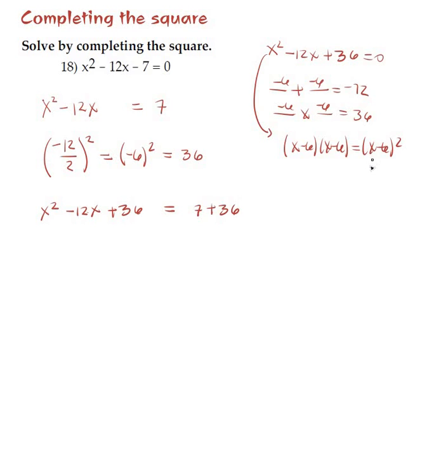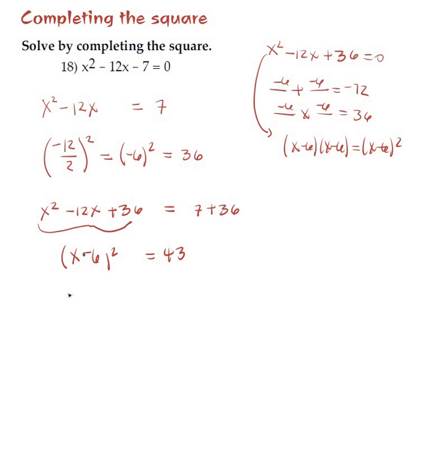That's precisely what I want. I turned this equation into a perfect square trinomial. So the factorization of this is going to be x minus 6 squared is equal to 43.